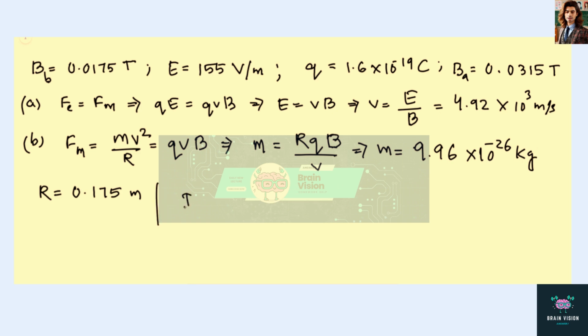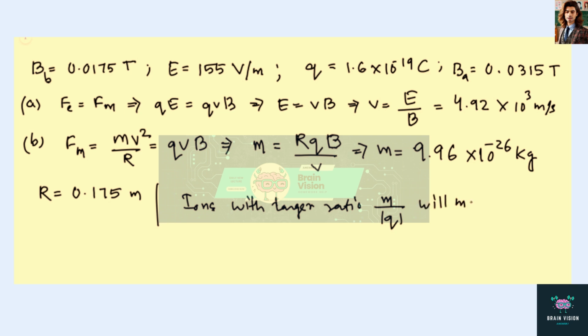So ions with larger ratio of m over the magnitude of q, or the charge, will move in a path of bigger r, where r is the radius of the circle.